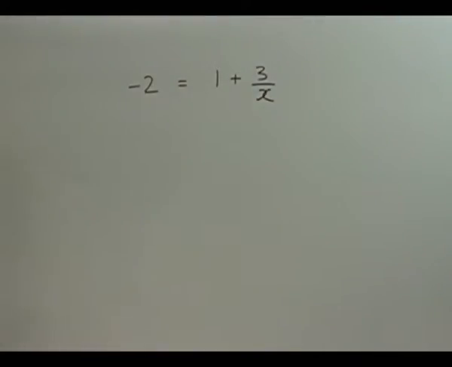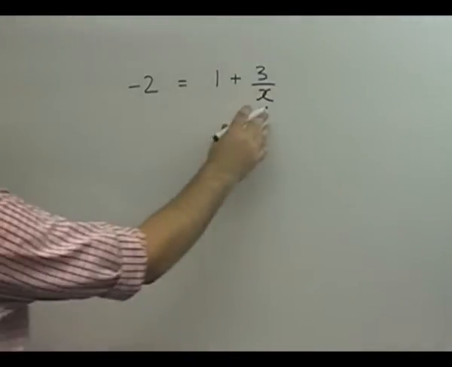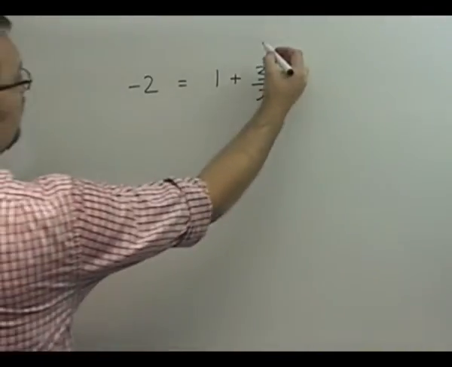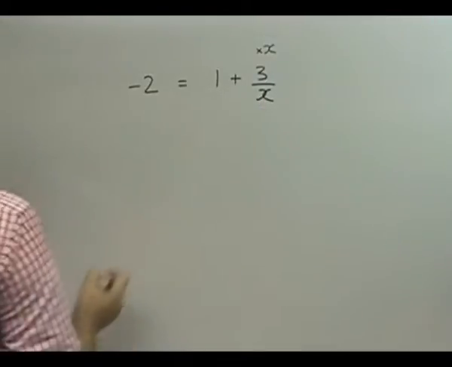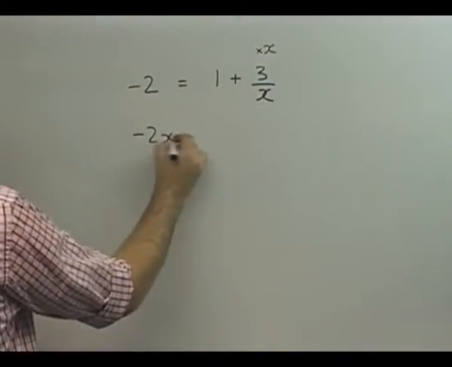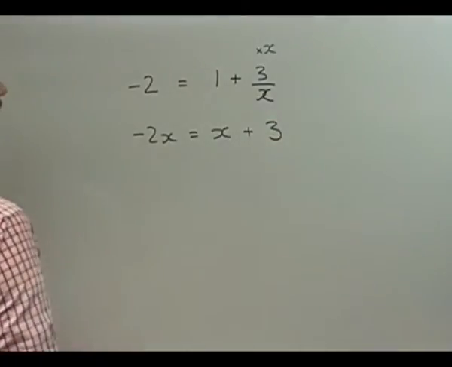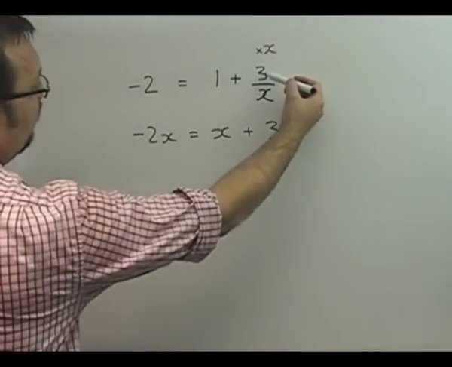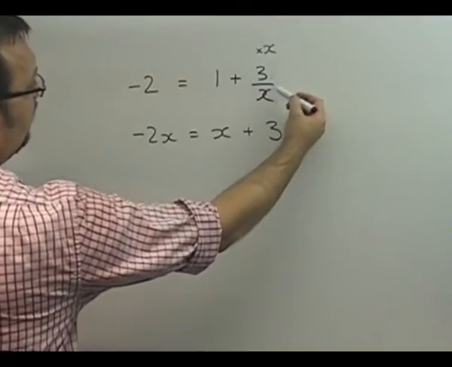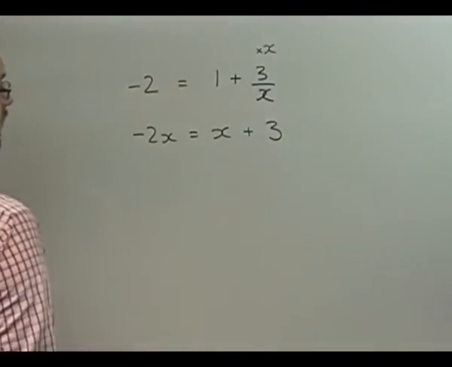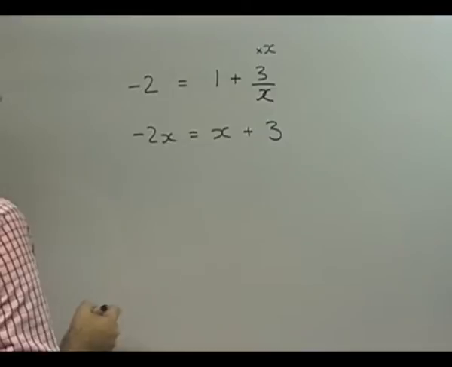Right, it's a very similar question to the last one. I'm not going to show you the mistake, I'm just going to explain how to do it. So I'm going to multiply everything by x because I've got x on the bottom here. So this will be negative 2x equals x plus 3. That's only 3 because when you do 3 divided by x multiplied by x, the x's cancel and you get 3. Right, can't use the flowchart, got to do something about it.